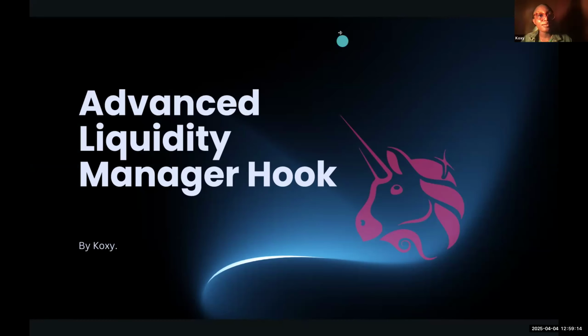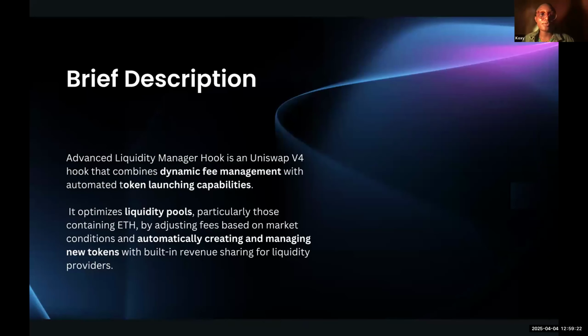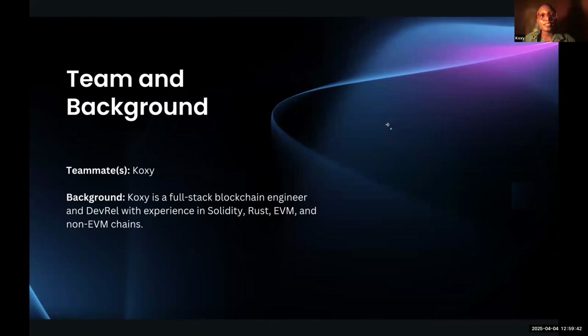Okay. So my hook is called Advanced Liquidity Manager Hook, and like I said, my name is Coxie. A brief description: Advanced Liquidity Manager Hook is a Uniswap version 4 hook that combines dynamic fee management with automated token launching capabilities using Fludge. It optimizes liquidity pools, particularly those containing ETH, by adjusting fees based on market conditions and automatically creating and managing new tokens.